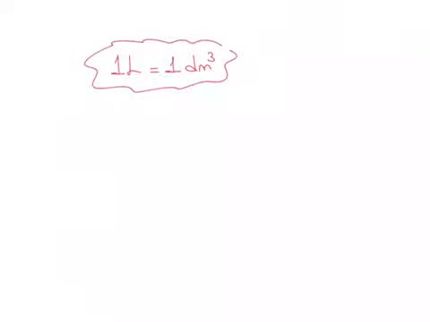Liter is a unit used for measuring the volume of the liquids, and we have the relation 1 liter is equal to 1 decimeter cube. So using this relation, I can convert the liters into versions of meter cube. So let's do an example. Let's say 0.004 kiloliter is equal to how many meter cube?